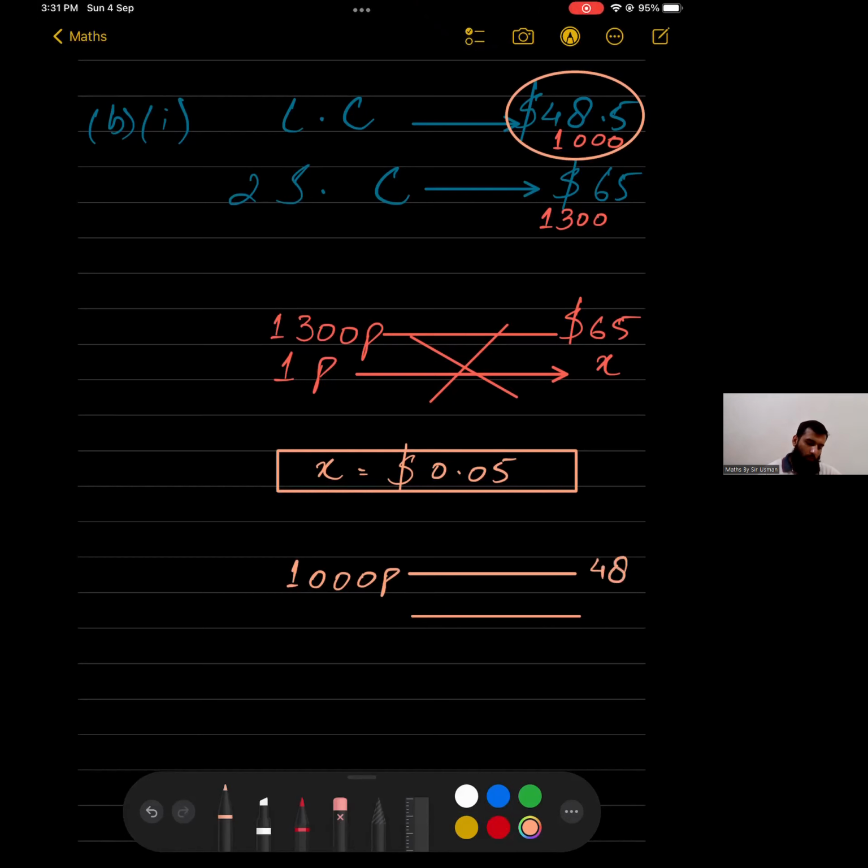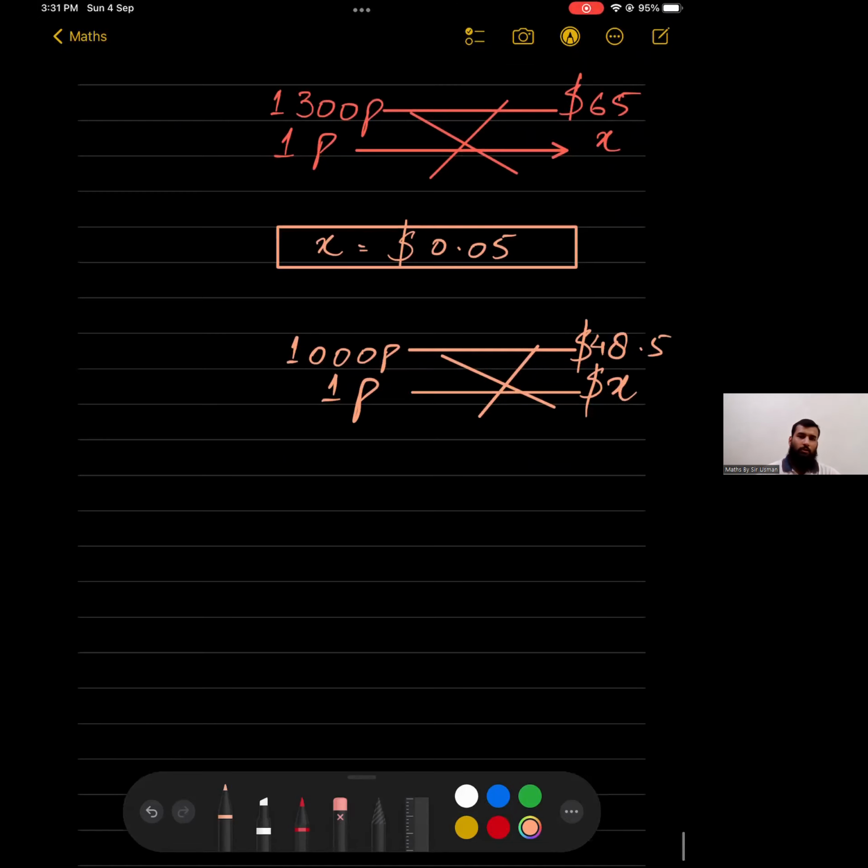48.5. I'm not getting answers from the rest of you. All of you have to give answers. Quickly, everyone has to give an answer. Now for 1 page, the cost is X dollars. Now you just need to sort this out. Simplify it and tell me your answers. All of you, simplify it and tell me your answers.